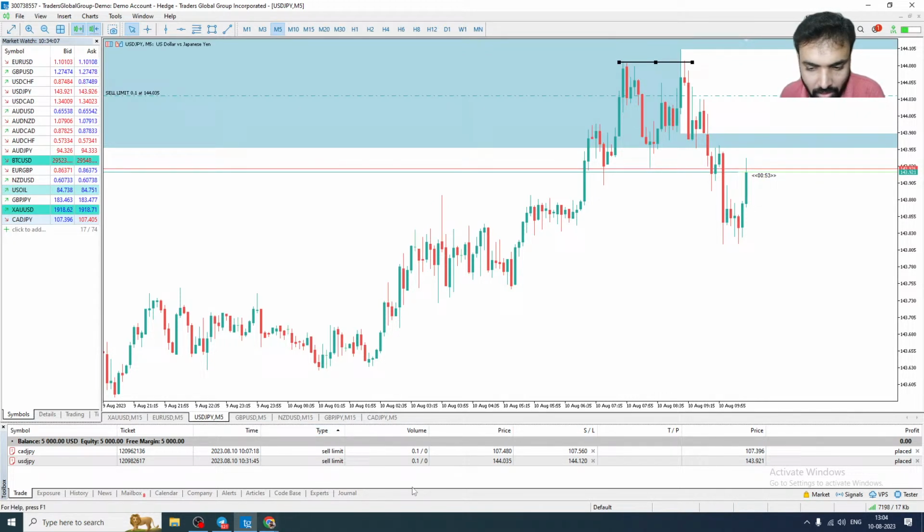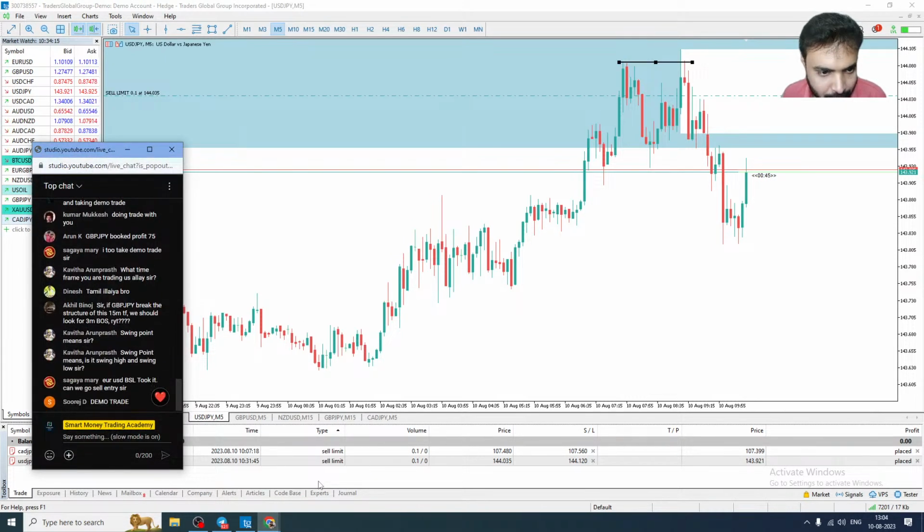GBP USD. Let's look for an entry at least before 3 o'clock. If not, I'll keep this. I'll show you guys. Okay, Suraj demo trade, okay, great. Euro USD, BSL taken. Can we go for the cylinder? Yes, sir, that is what I'm looking for, madam. That is what I'm watching, let's see. Swing point means swing highs and swing lows.